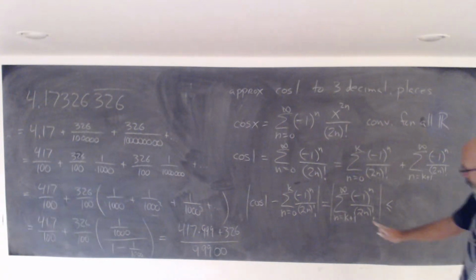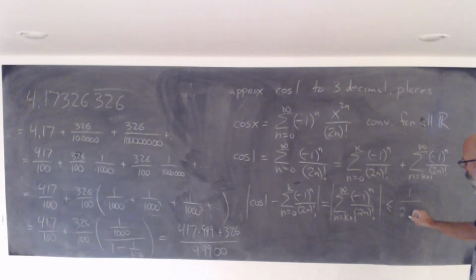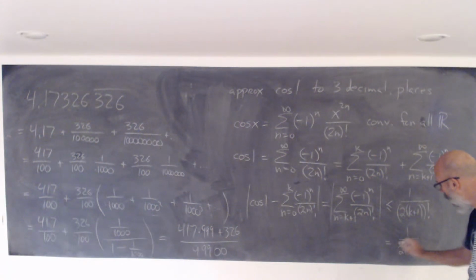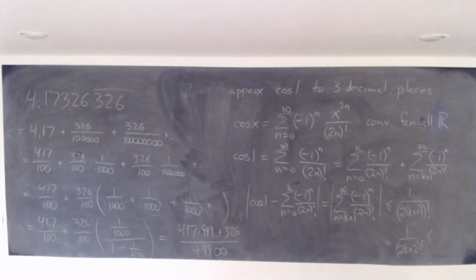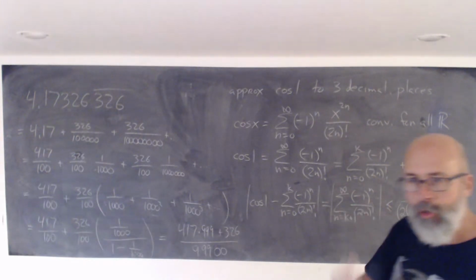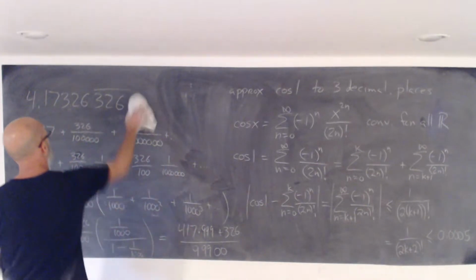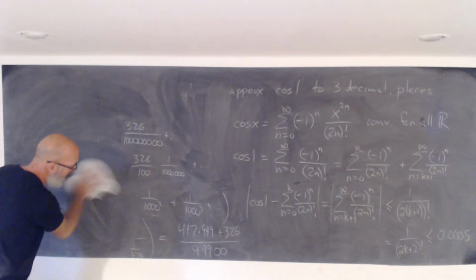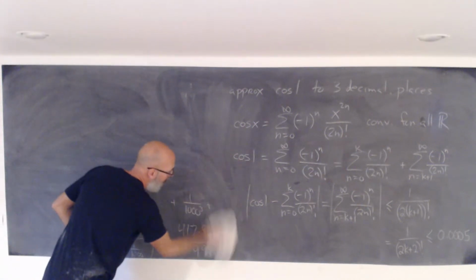And consequently, this is less than or equal to the next term in line, which is 1 over (2k+1) factorial. So that's 1 over (2k+2) factorial. And we're going to make sure that this is less than... We want 3 decimal places. So 0.0005. Just as a starting point, this may or may not be sufficient. We might have to adjust, but let's not worry about it for now.